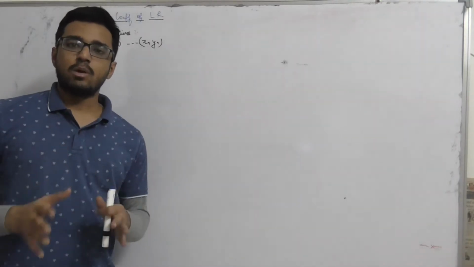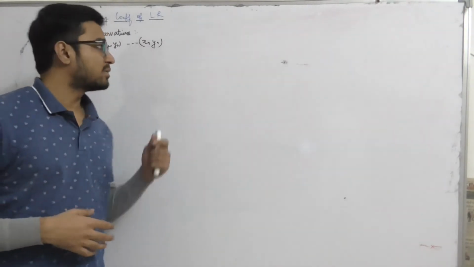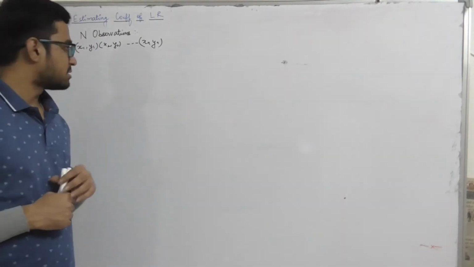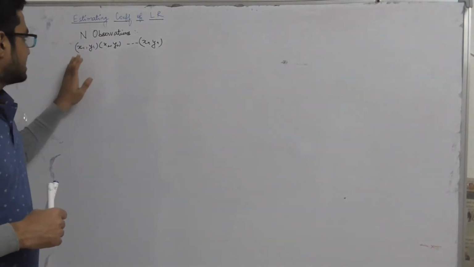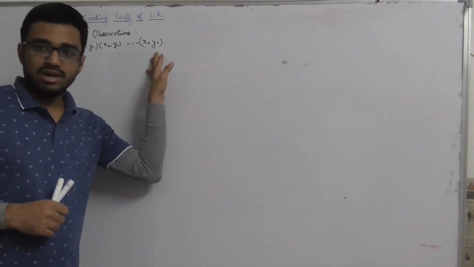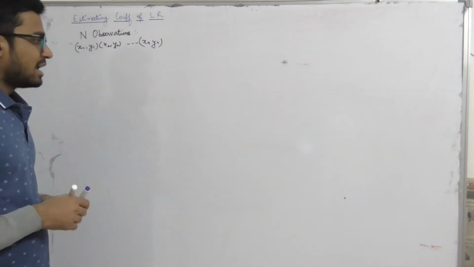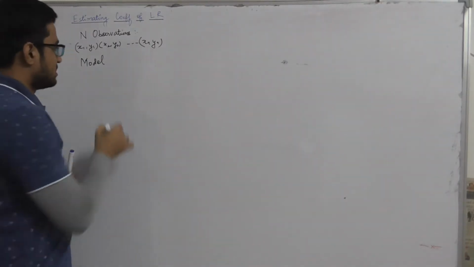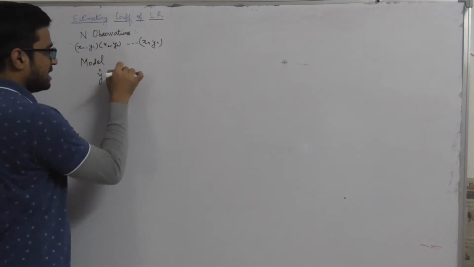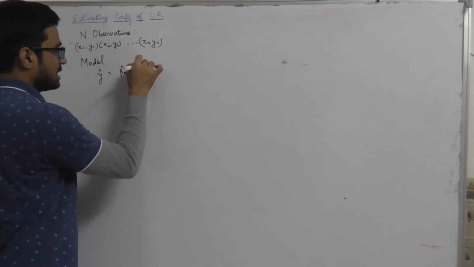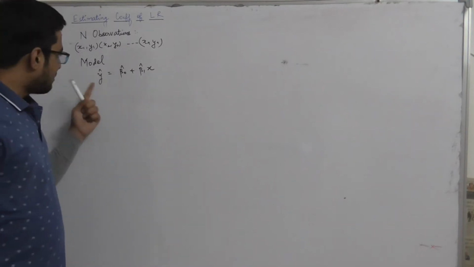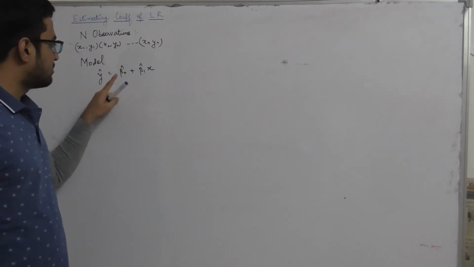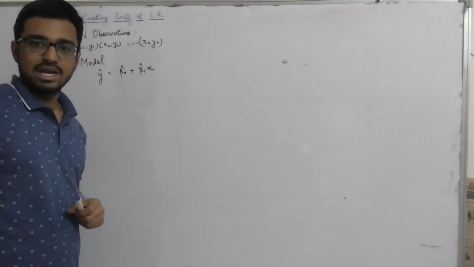Let us first set up the problem and then we will try to solve and calculate the coefficients in a linear regression. So let's set up the problem first. We have n observations, that means x1, y1, x2, y2 and up to xn, yn. We have n pairs of information and we are trying to find a linear model such that y cap is equal to beta naught cap plus beta 1 cap into x. So we have n observations of y and n observations of x, and we have to find beta naught cap and beta 1 cap.